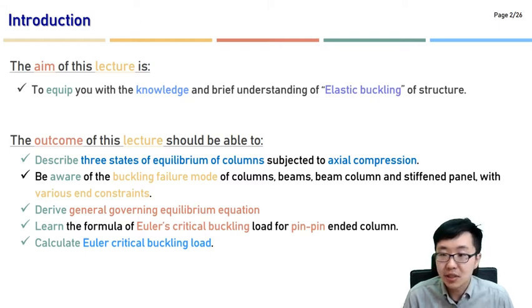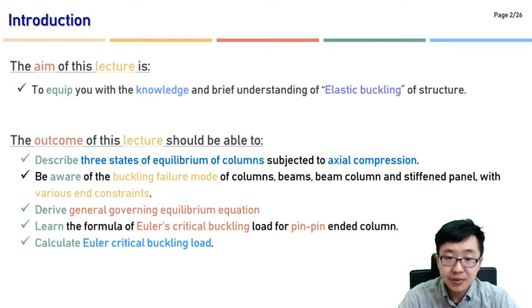And we should be able to consider the various types of boundary conditions, or we call it the end constraint, and we should be able to derive all types of governing equations, equilibrium, and we will learn what the Euler critical buckling load is, for the pin-pin column, and why this Euler critical buckling load is important for us. So this is a brief introduction of our topic 10, but that will be important for us to start topic 11 as well as 12.